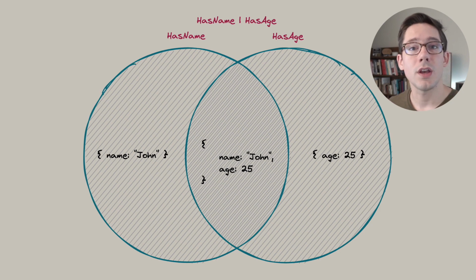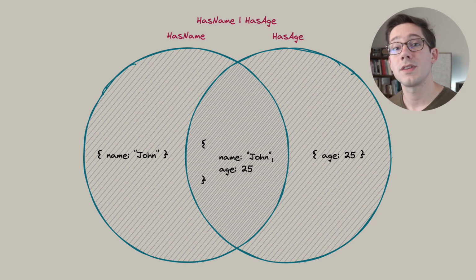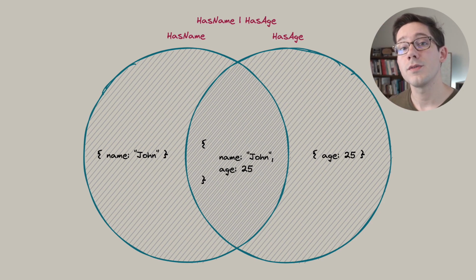Now, the union of those two sets is the larger group. It's the area covered by both of those sets. And as you can see in this example, there's two values that can be assigned to hasName, and there's two values that could be assigned to hasAge. But there's three values that can be assigned to hasName or hasAge. hasName or hasAge is a union, and therefore it is a broader type. It accepts a larger set of values.